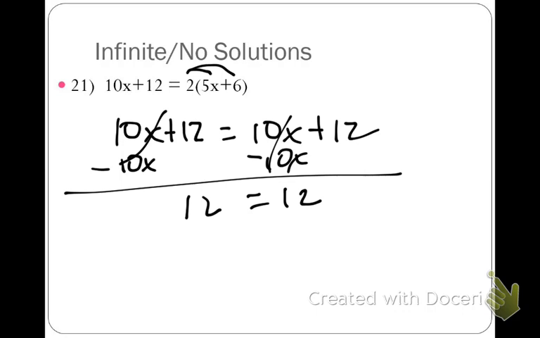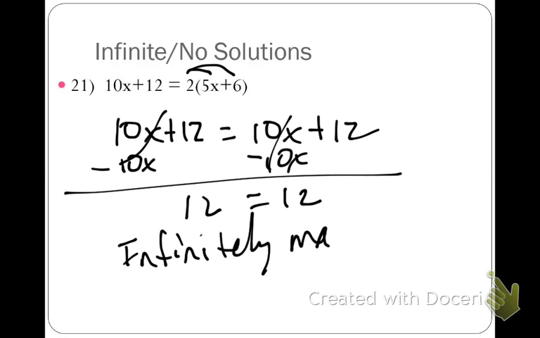Does 12 equal 12? Yeah. Will it always equal 12? Yes. Is there any value of x where if I plug it in, 12 will not equal 12? No. That means that x can have any value. And this is where you have infinitely many solutions.